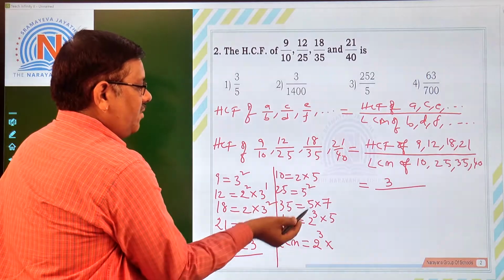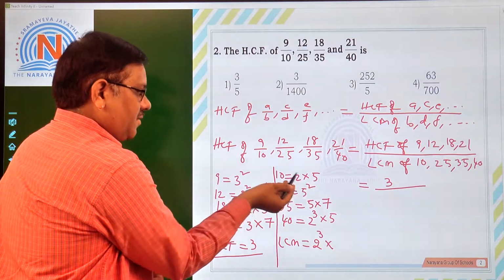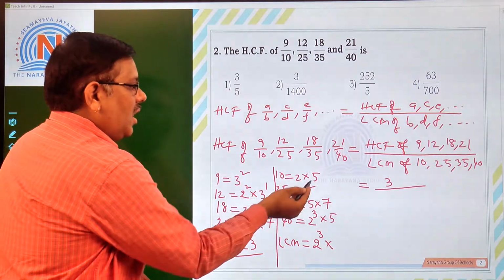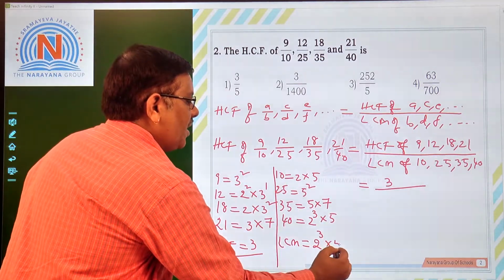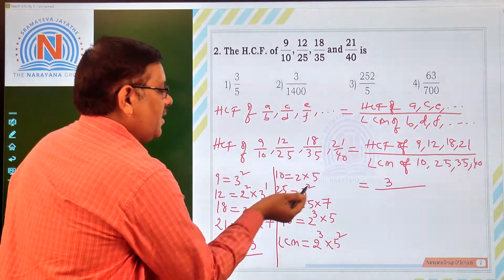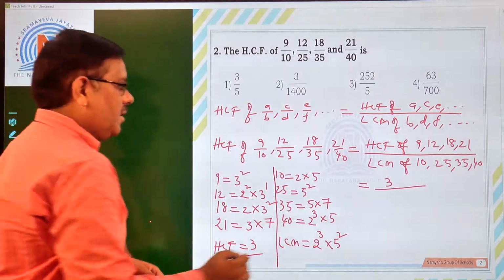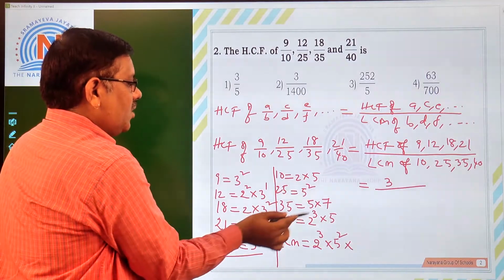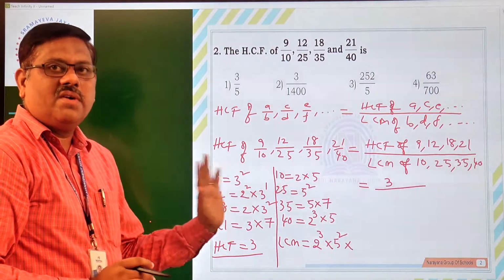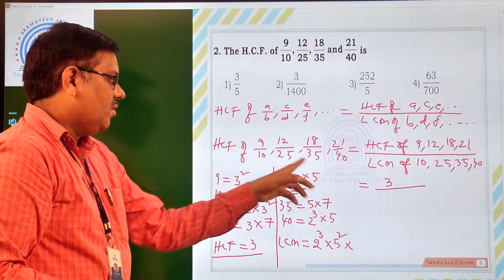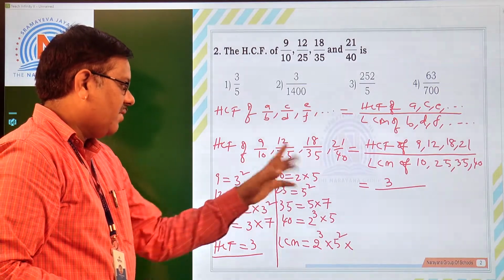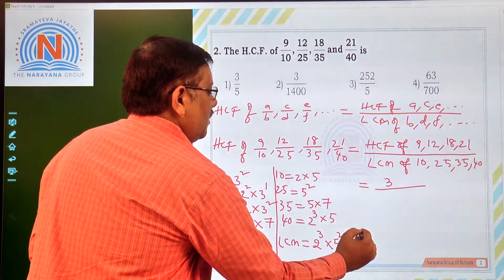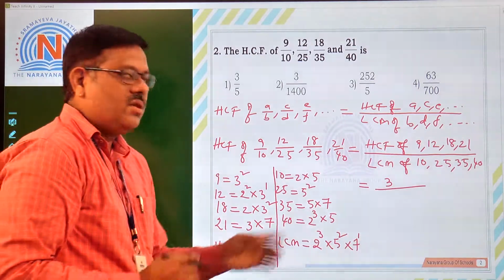Next, if you take 5, 5 is there in the first number, also in the second, third and fourth. Out of these 4, the highest power of 5 is there in 25, that is 5 square. 5 square we have to take. Next prime 7. 7 is only present in 35, that is 35 is only 5 into 7. In 10, 25 and 40 we don't have 7 as a prime factor, but still we have to take 7 into the product.